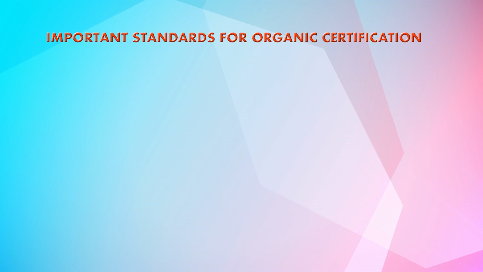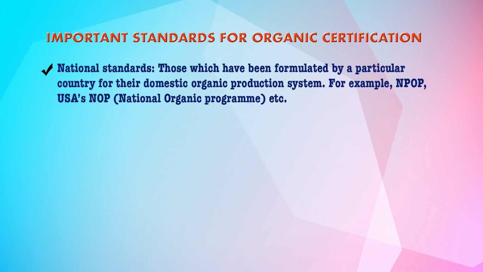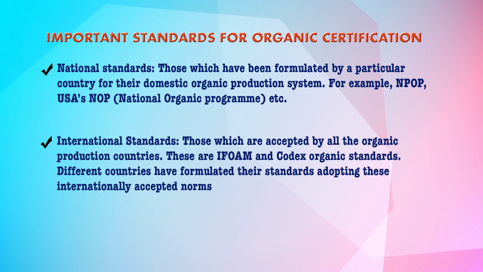There are some important standards for organic certification, and they include national standards and also international standards. National standards, as the name implies, have been formulated by a particular country for their domestic organic production system. For example, NPOP, USA's NOP, that is National Organic Program, and India also has its own national standard. The international standards are those accepted by all the organic production countries, and these are the IFOAM and the Codex Organic Standards. Different countries have formulated their standards adopting these internationally accepted norms.